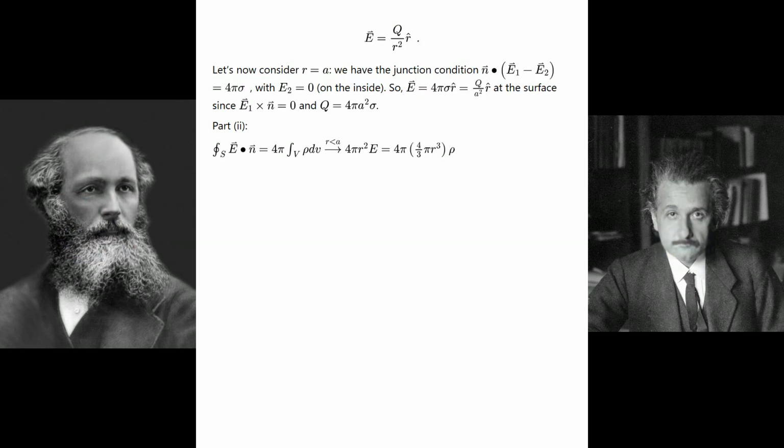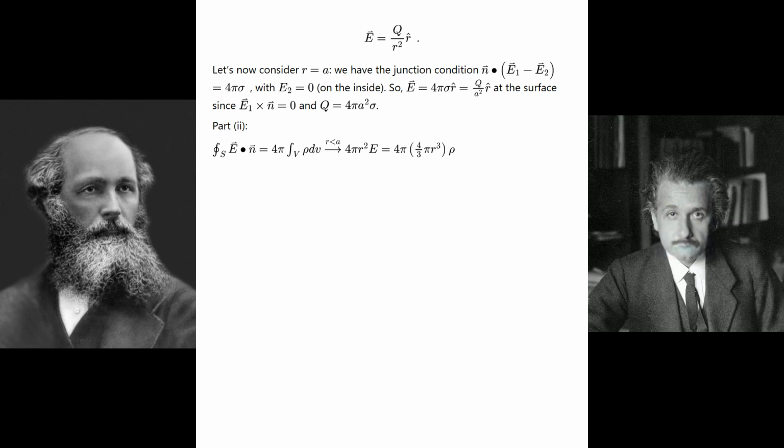See the next equation. Let's now consider r equals a. We have the junction condition n dot (E sub 1 minus E sub 2) equals 4 pi sigma, with E sub 2 equals 0 on the inside. So, E equals 4 pi sigma r-hat, equals q over a squared r-hat at the surface, since E sub 1 cross n equals 0, and q equals 4 pi a squared sigma.